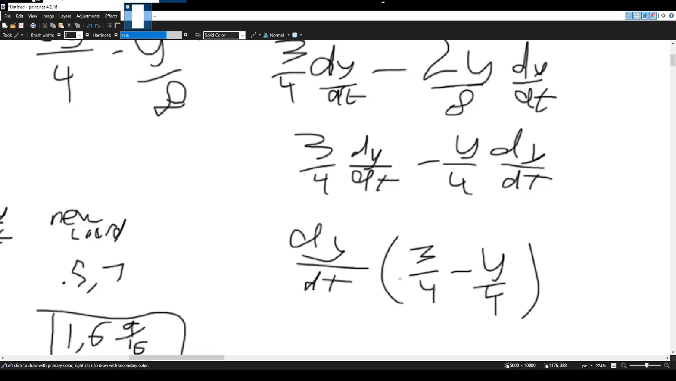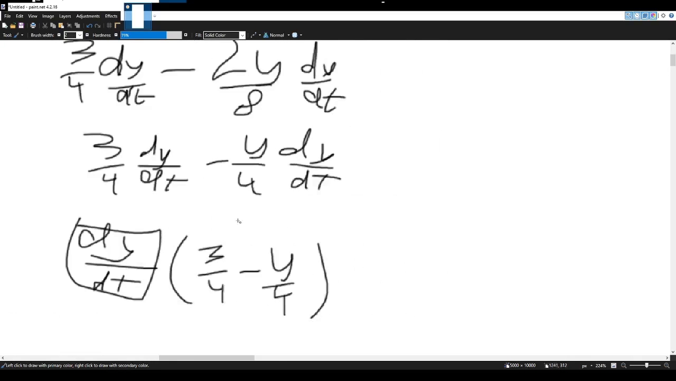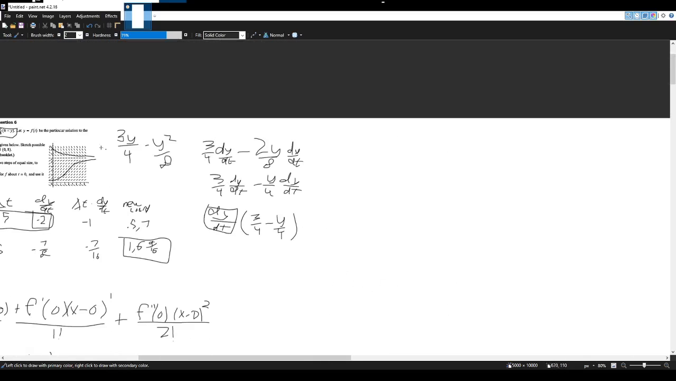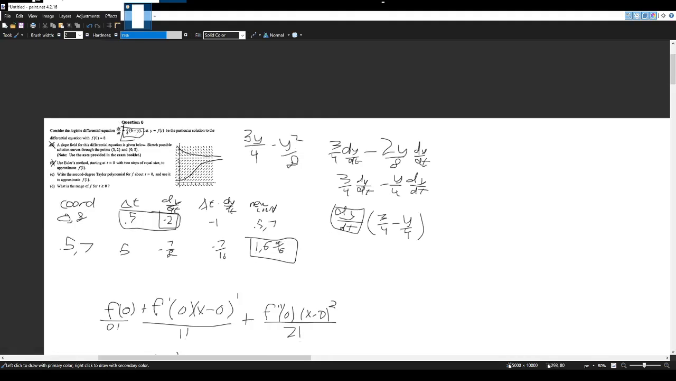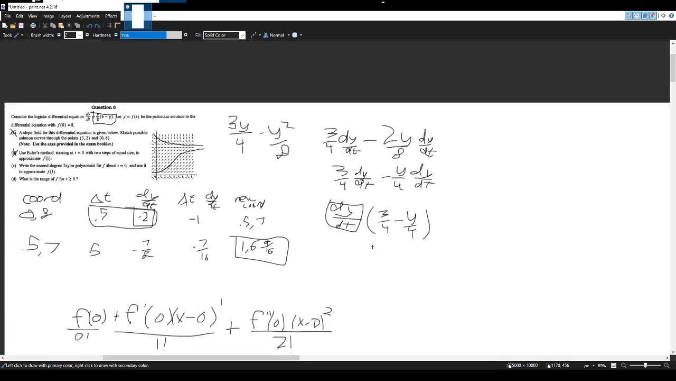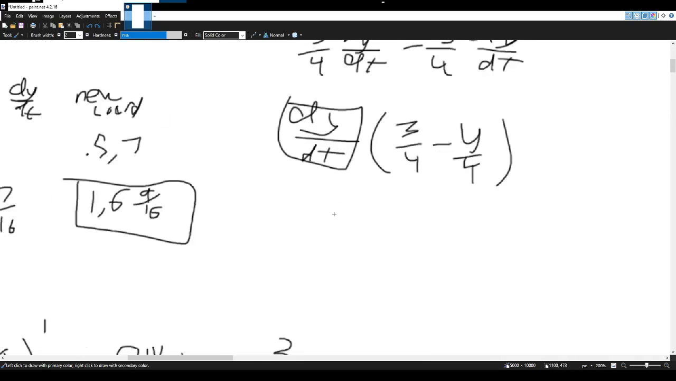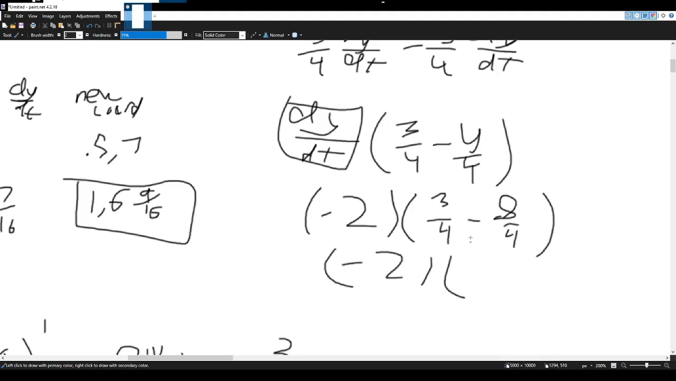So we already know, and then we're going to plug in our y. So we know our y is 8. If we plug in 8 into this equation, we could do a direct substitution with the actual thing right here, but we already know it's going to be -2 from our earlier problem. So I'm just going to do this, -2 times 3/4 minus 8 over 4. So that would be -2 times, what, -5 over 4.